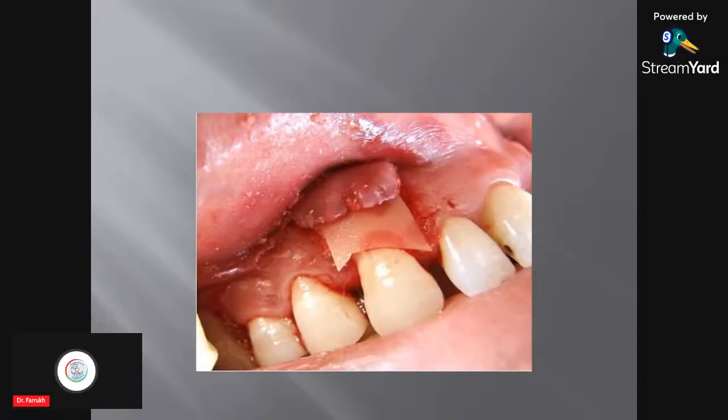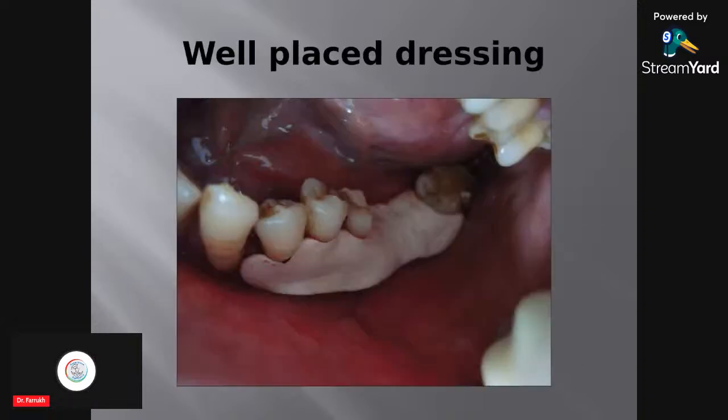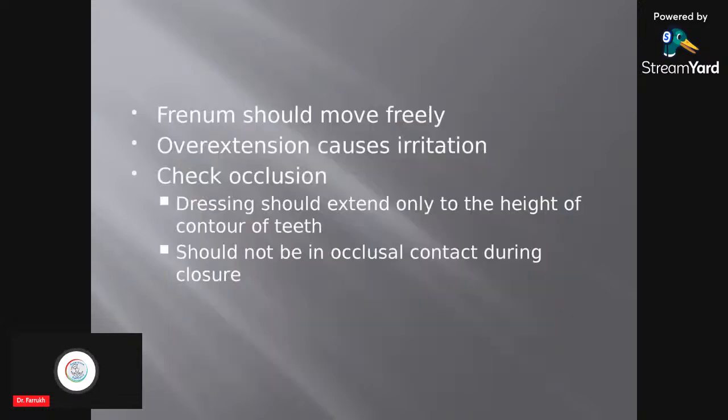So you can see in this case the dressing here, and a well placed dressing here as well. The frenum should move freely. Overextension causes irritation. Check occlusion. The dressing should extend only to the height of contour of the teeth. It should not be in occlusal contact during closure. So these are the points you should keep in mind while making the dressings.